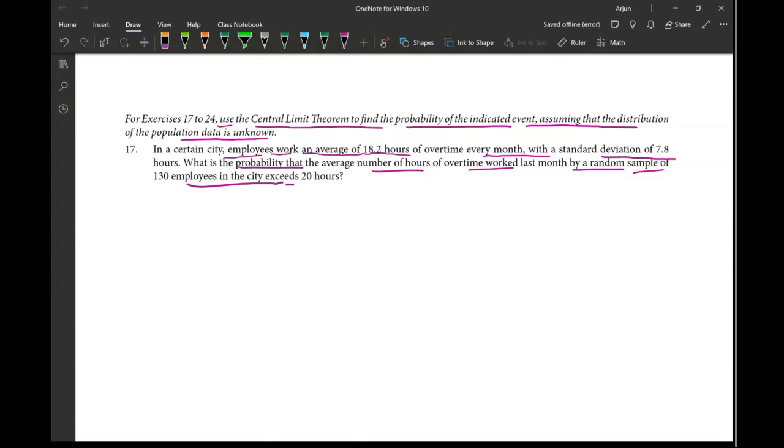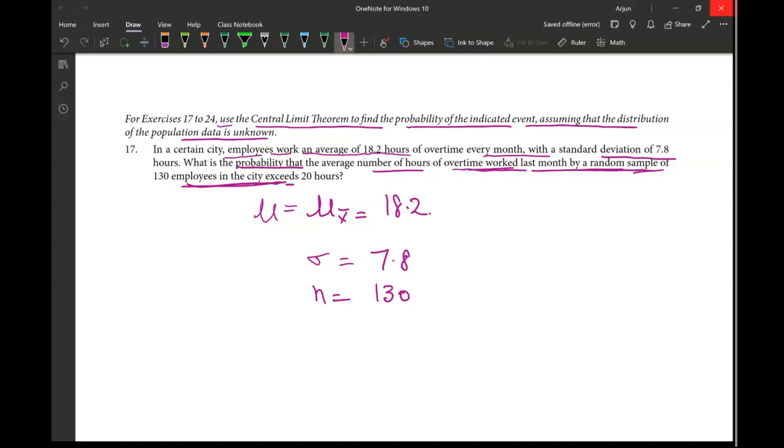So we are given the formula again one more time. Before I write the formula, let's write down what is given to me. The mean mu of x bar is equal to 18.2, and the standard deviation sigma is given to me as 7.8. The sample size n is 130, and x bar is 20. We are looking for the probability that x bar is going to exceed 20. That's what we are looking for.